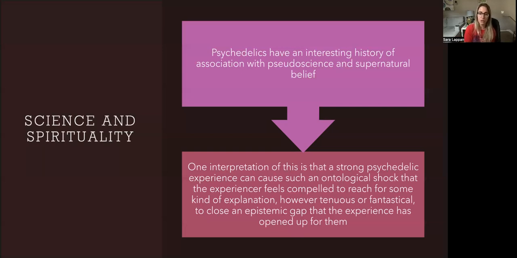So one interpretation of this pseudoscience and supernatural belief is that a strong psychedelic experience can cause such an ontological shock. Ontology is the nature of reality, so the experiencer feels compelled to reach for some kind of explanation. Humans love explanations. We want to understand what's going on. However tenuous or fantastical, to close an epistemic gap. Epistemology is what counts as knowledge and how knowledge claims are justified. So what is knowledge? We're closing this epistemic gap that the experience has opened up for them. So I need an explanation because my nature of reality has fundamentally changed. It speaks a little bit to our anxiety of ambiguity as humans as well.